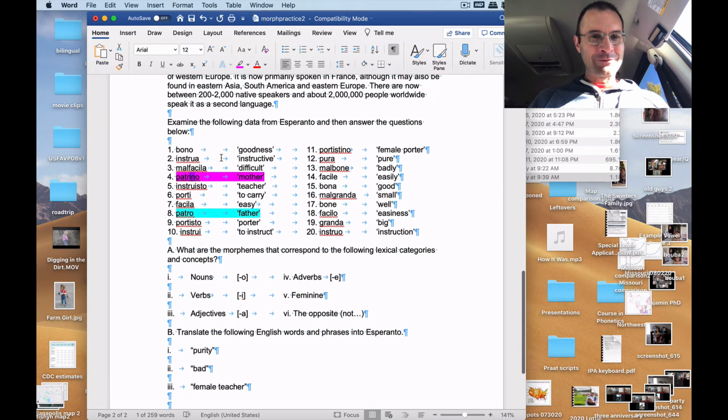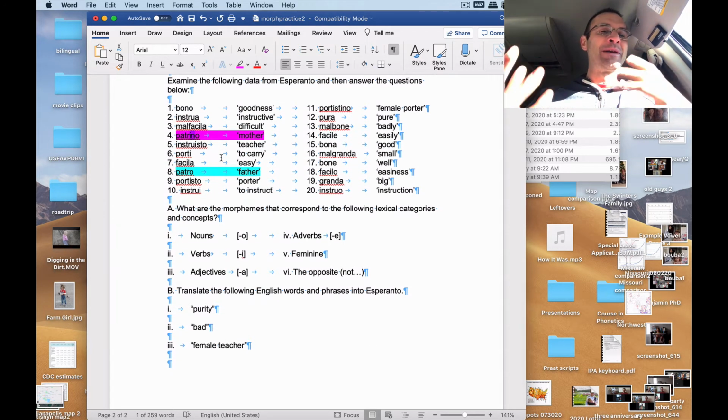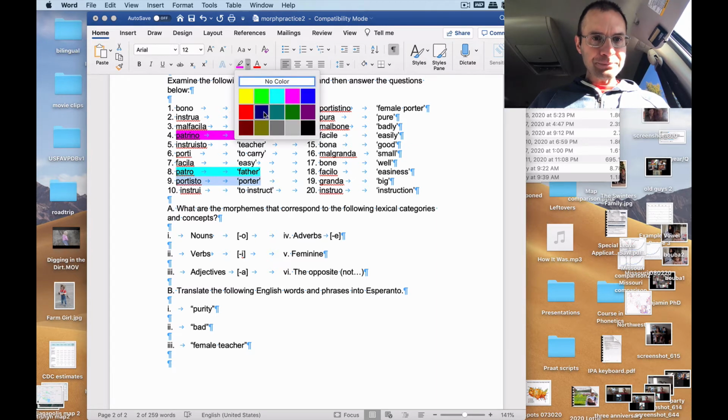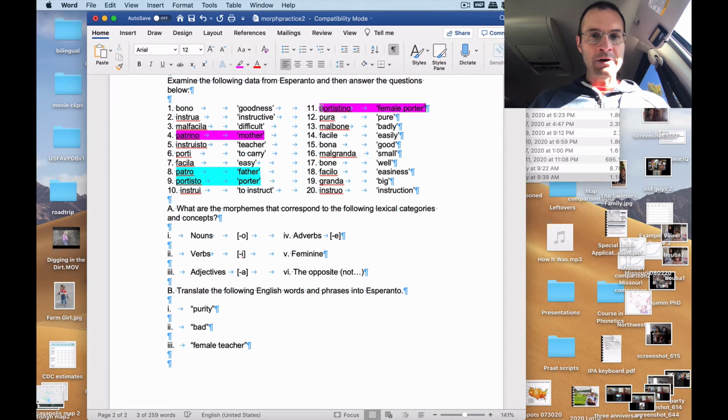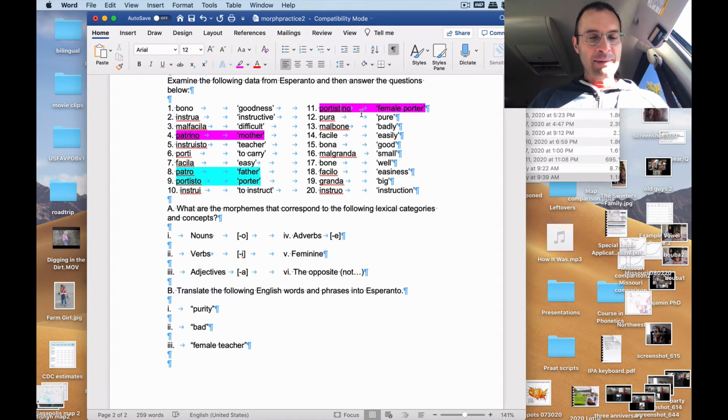It's a long time ago, before feminism had as much of an influence as it does now. So a mother is basically a female father in the language. Another example we can look at is portisto, a porter, one who carries your bags, and portistino is a female porter. So that has the same pattern, right? It's always nice to be able to show that it's a regular process, that it happens not just in one form, but in a variety of forms across the language.